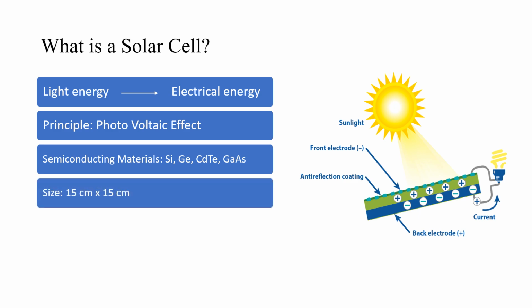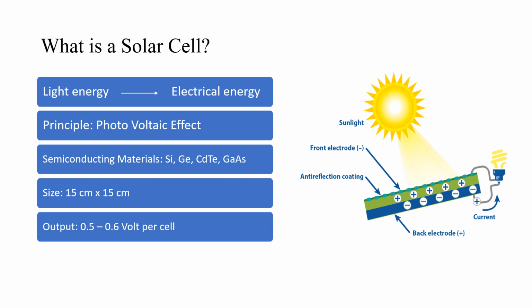The elemental semiconductors such as silicon and germanium are mostly used as semiconducting materials. Apart from those, cadmium telluride and gallium arsenide are widely used in solar cells. The typical size of a solar cell is about 15 centimeter by 15 centimeter and provides an output voltage of about 0.5 to 0.6 volt per cell.